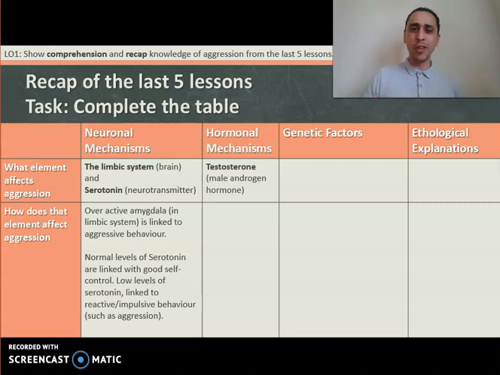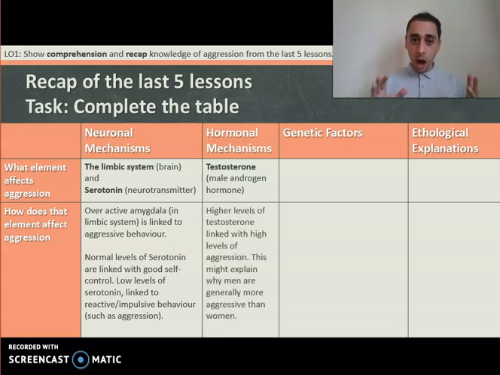Right. Hormonal mechanisms. We had a look at testosterone. The role of testosterone, how did that affect aggression, right? Testosterone is the male androgen hormone. It's one of the male hormones. It's the main one, to be honest. How does testosterone affect aggression? Higher levels of testosterone are linked with high levels of aggression. This might explain why men are generally more aggressive than women.